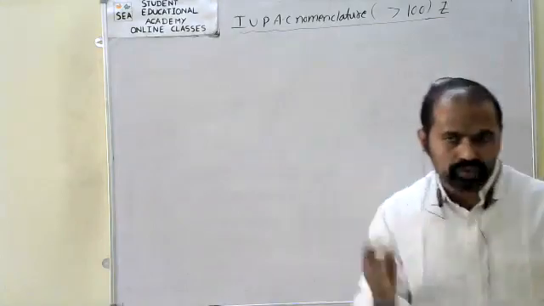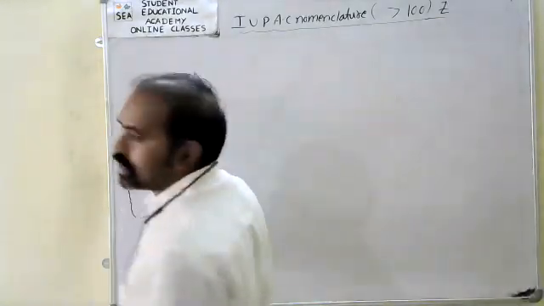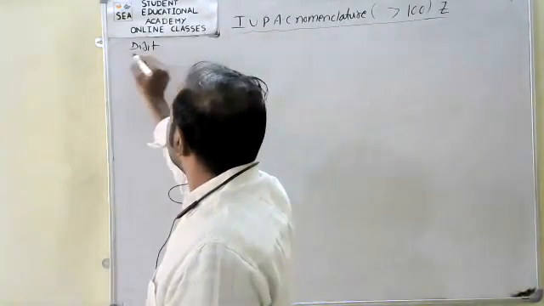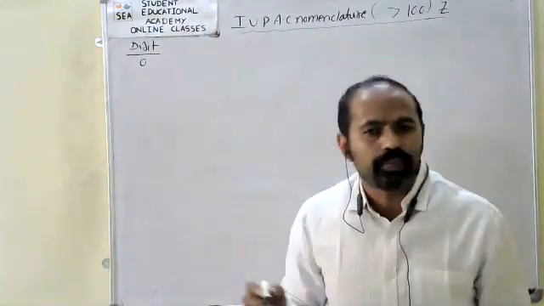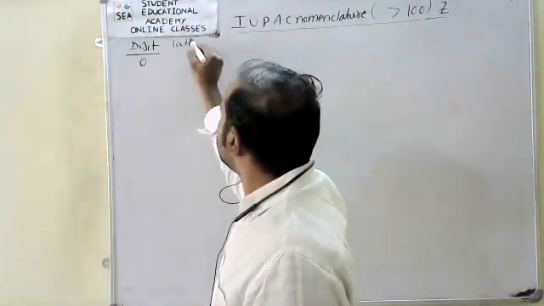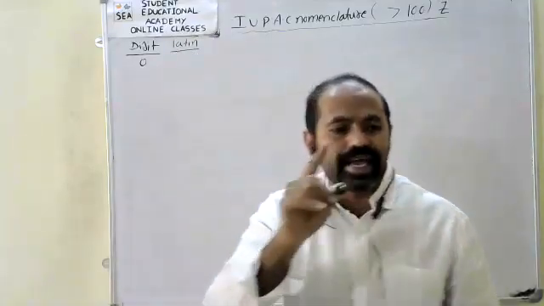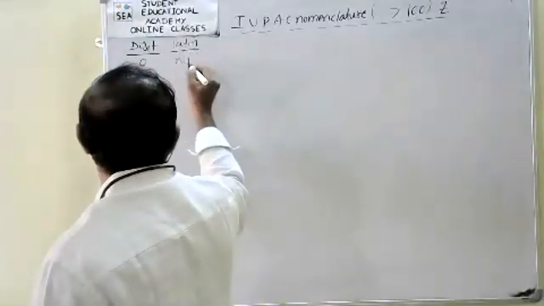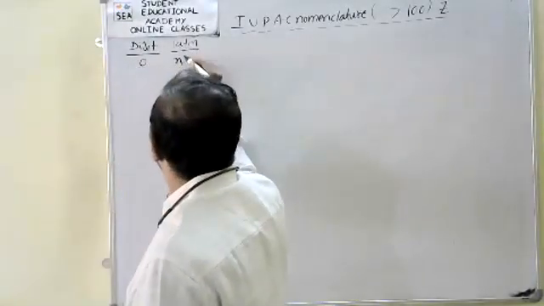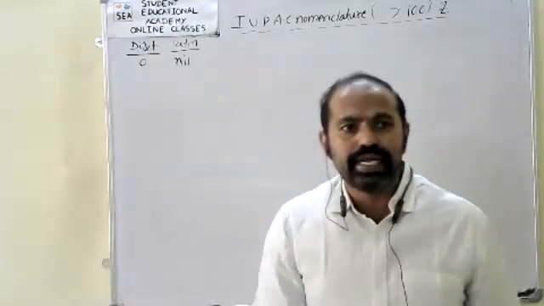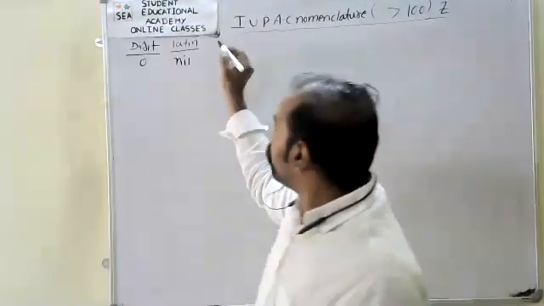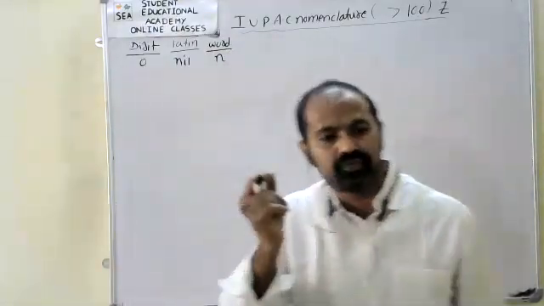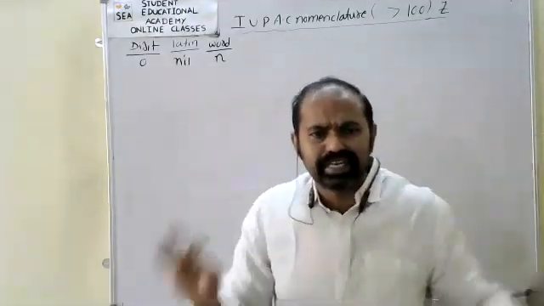What are the rules? According to the rules, if the digit 0 is there, the IUPAC Latin word is nil. Nil means 0. The word nil can be abbreviated simply by its first letter, N.